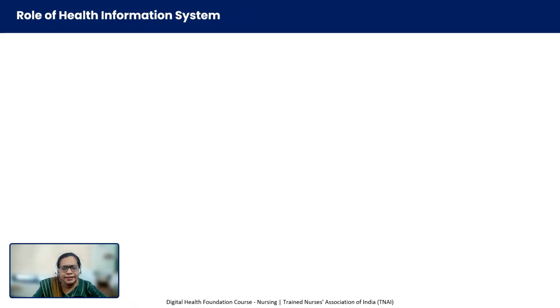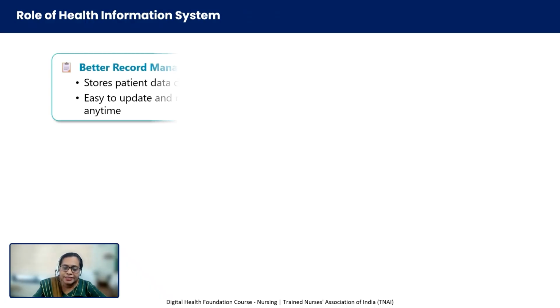So what is the role of health information system? Let's now look at the various roles a health information system plays in a healthcare setting, and you will be able to relate to these roles. First and foremost, efficient record management. Our HIS enables digital storage of patient records.